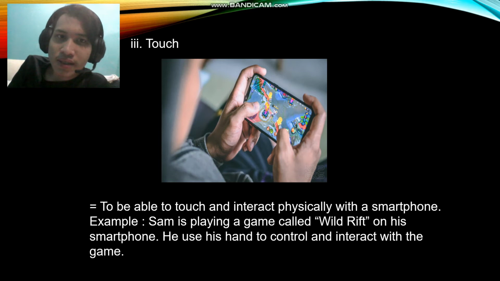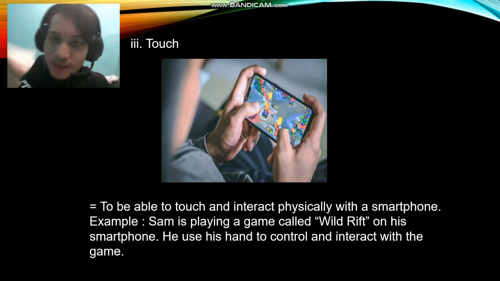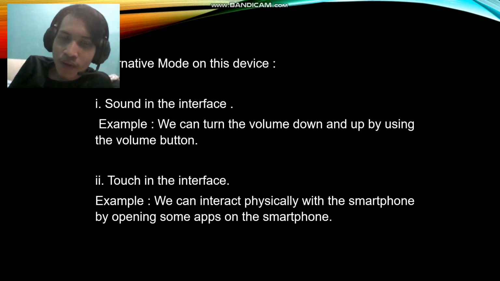Okay, third sense, touch. This device can be used to sense touch, to touch and interact physically with a smartphone. Example, Sam is playing a game called Wild Rift on his smartphone. He used his hand to control and interact with the game. Okay, alternative mode on this device.